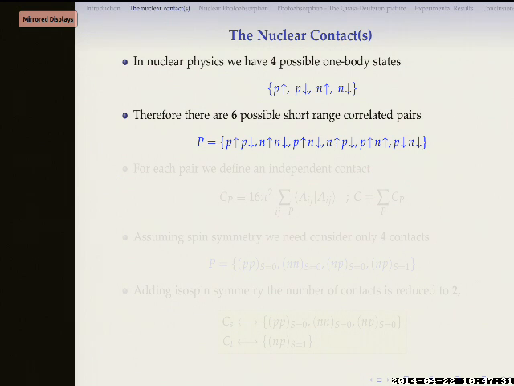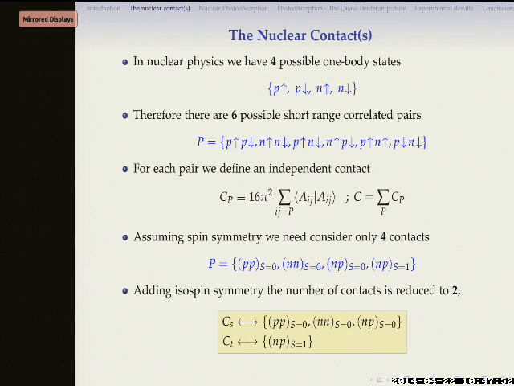So in the case of nuclear physics, we have 4 types of fermions: protons and neutrons, spin up and spin down. Therefore, we have to consider 6 possible short-range correlations associated with all these possibilities. For each of these pairs, I can define a contact, so I have 6 types of contacts. But then I can invoke some assumption about symmetry. For example, I can assume that the spin is a good symmetry in nuclear physics. Therefore, I can reduce the number of contacts that I will need to only 4.